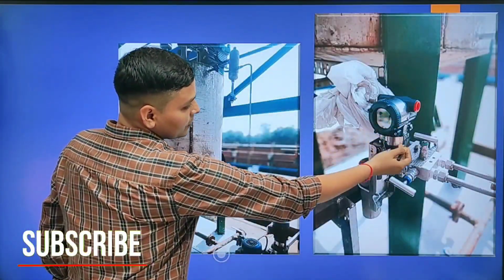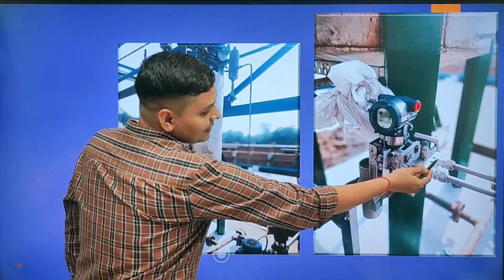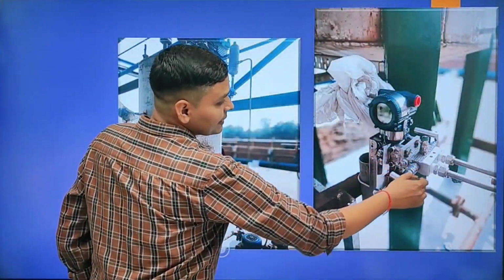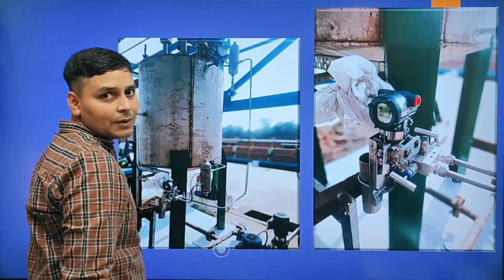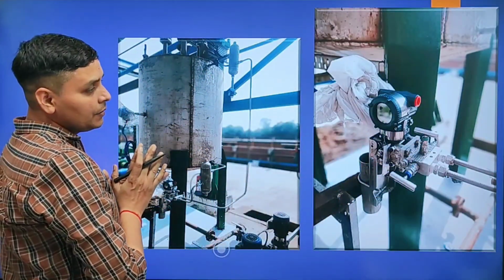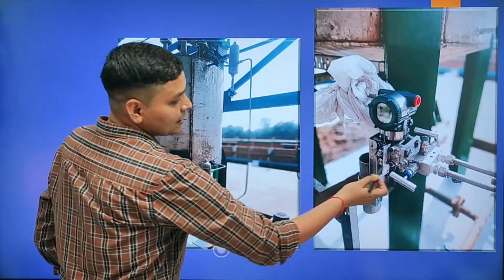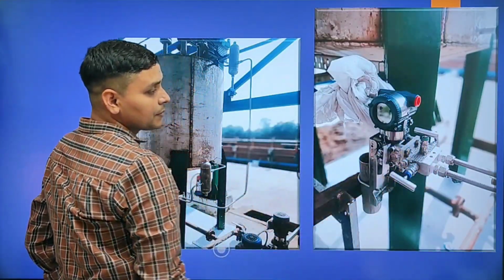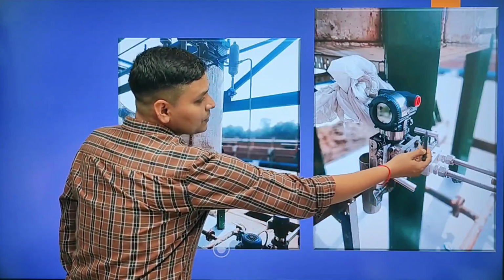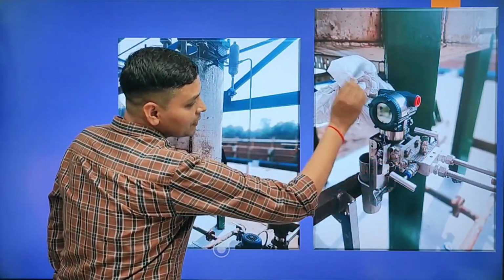Friends, if we look at the closer view, you will find this type of valve here. Now, in many interviews, they can ask the name of this valve, and this valve is manifold valve. So, you can note it down that this valve is known as manifold valve. Here, 3 taps are used in manifold valve. So, this manifold valve is 3-way manifold valve.